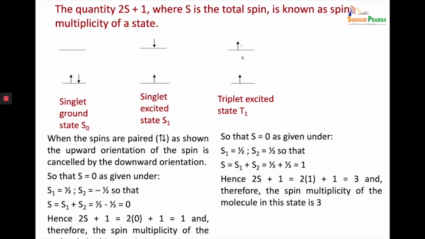But if they are parallel to each other, then the total spin S1 plus S2 will be equal to plus 1 by 2, plus 1 by 2, which will be equal to 1. So 2S plus 1 will be equal to 2 into 1 plus 1, which is equal to 3. This is the spin multiplicity, that is 3. And this is called the triplet state or the triplet excited state. Because this is the first triplet excited state, it is represented as T1. This is the first singlet excited state, therefore it is represented as S1.